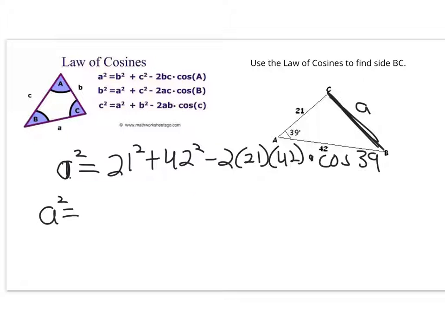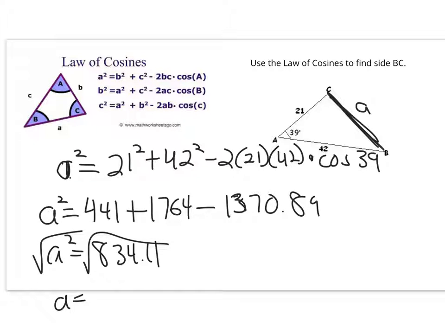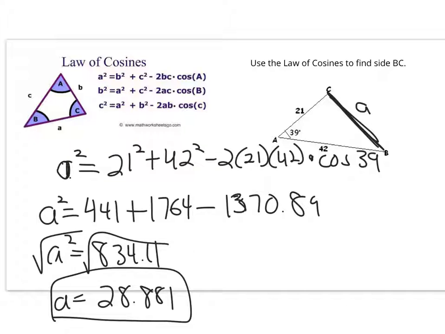So A squared equals 21 squared, which is 441. 42 squared is 1764. If I multiply all this together, I get 1370.89. So I'm going to add those, 441 plus 1764 minus 1370.89. So A squared is going to give me 834.11. Now to solve, I'm going to square root that. So my answer is going to be 28.881. Boom.